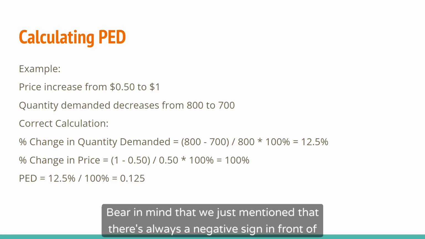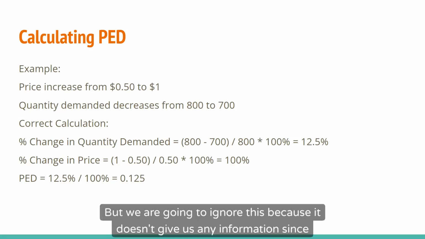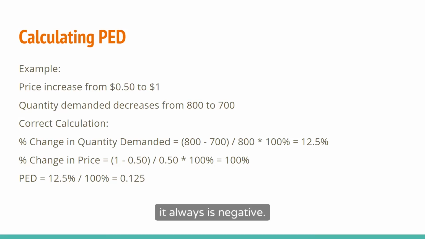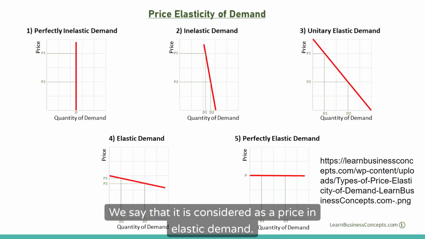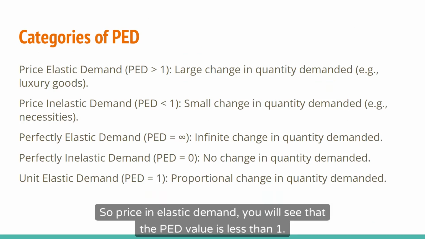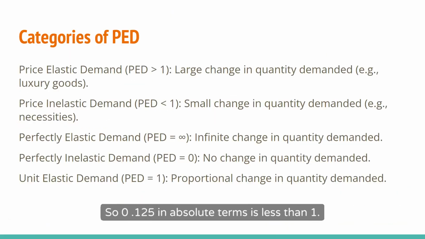Bear in mind that we just mentioned there's always a negative sign in front of the answer, but we are going to ignore this because it doesn't give us any information since it always is negative. So with this 0.125, how can we describe the nature of the demand for this product? We say that it is considered a price inelastic demand. For price inelastic demand, you will see that the PED value is less than 1. Previously, we see here it is 0.125, which in absolute terms is less than 1.